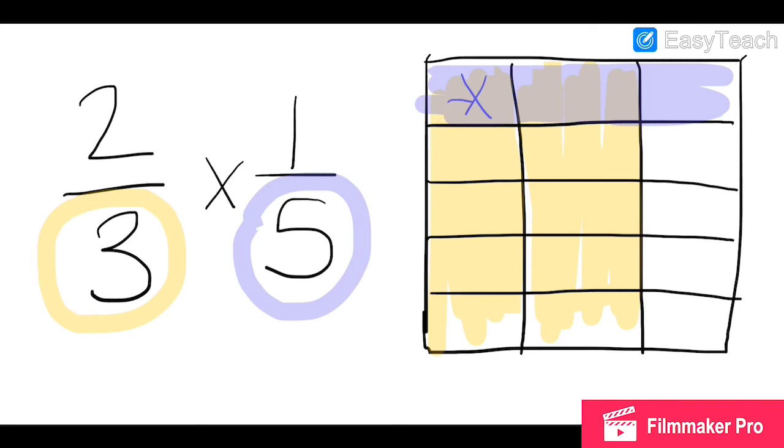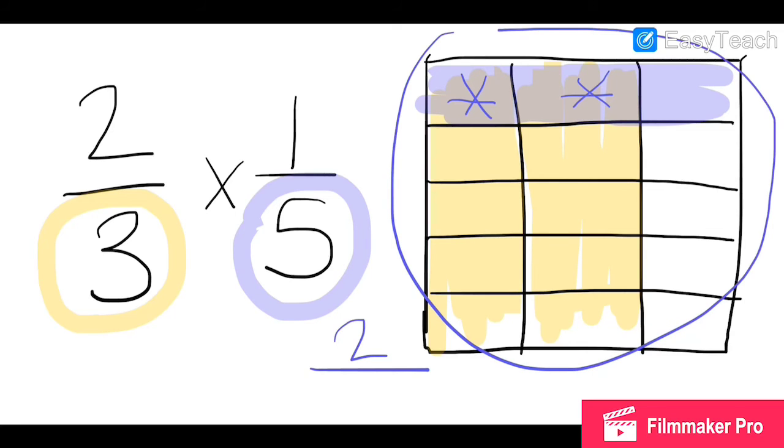I see I have one here, and I have one here. Nowhere else overlapped. That means I have 2 over the total amount of boxes in the entire thing, and that'll be 15. My answer is 2/15. 2/3 times 1/5 equals 2/15.